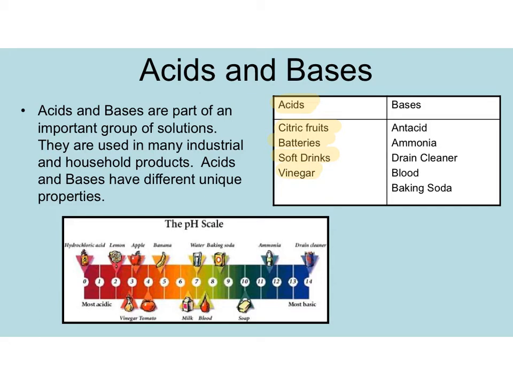Bases are a little bit less familiar to us. Things like antacids: people who have acid indigestion in their stomach will take a base to neutralize it. Ammonia is also a base, and so is drain cleaner. Blood is slightly basic, and then baking soda, which is probably our most common base that we see all the time.